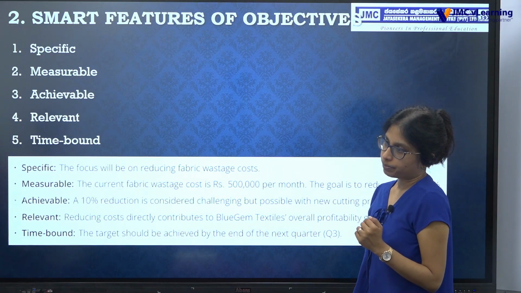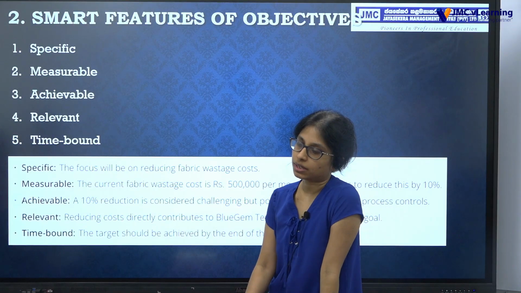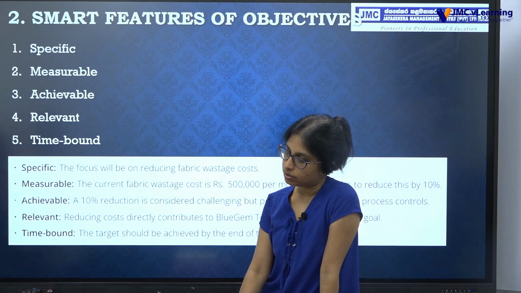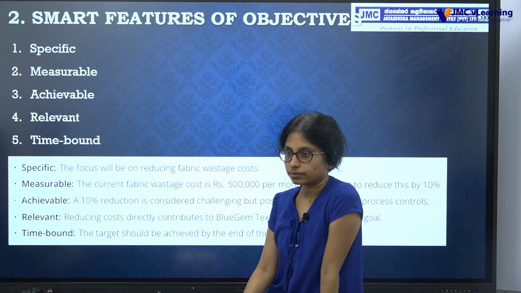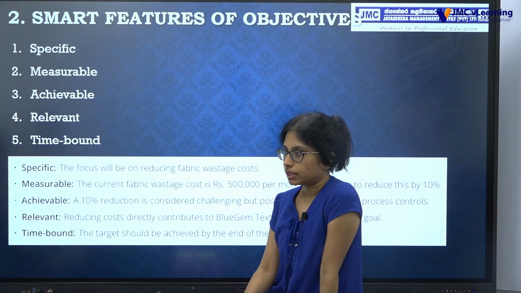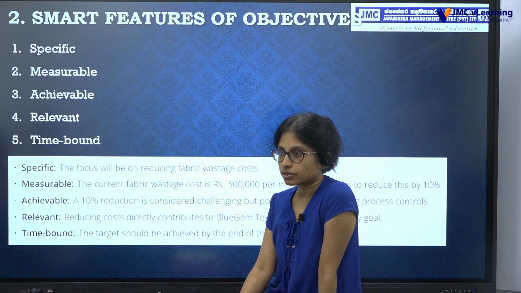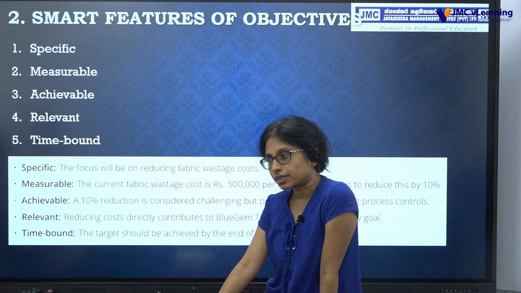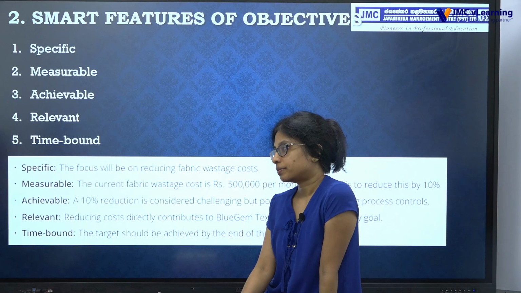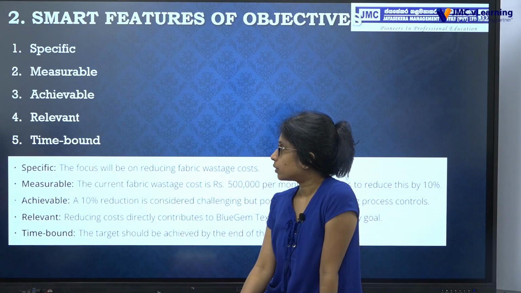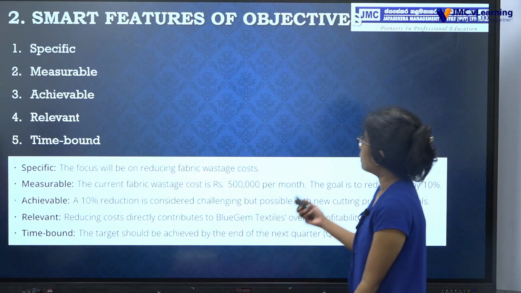Then time bound. Time bound means you have to give a time from this period to this period. This should be the target. It can be monthly sales targets or annual customer retentions or quarterly revenue growth, likewise. Should be time bound. So those are the SMART features.